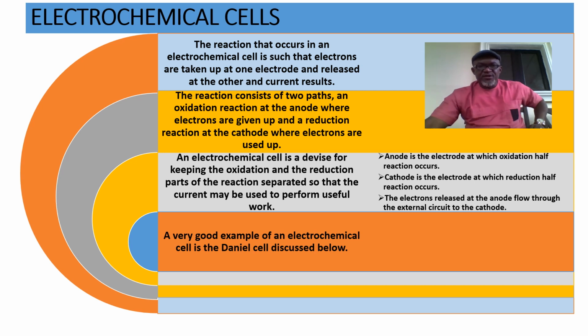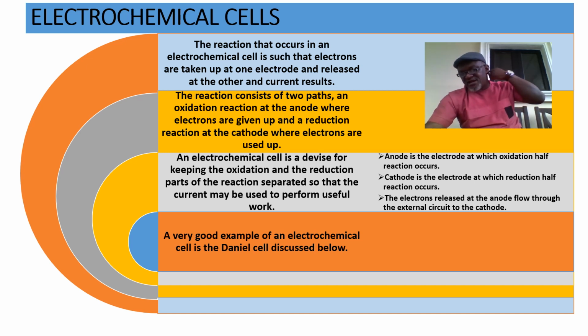Electrochemical cells. The reaction that occurs in an electrochemical cell is such that electrons are taken up at one electrode and released at the other, and current results. So we'll see the diagram and we'll explain very well. The reaction consists of two parts: an oxidation reaction at the anode where electrons are given up, and a reduction reaction at the cathode where electrons are used up. An electrochemical cell is a device for keeping the oxidation and reduction parts of the reaction separated so that the current may be used to perform useful work.